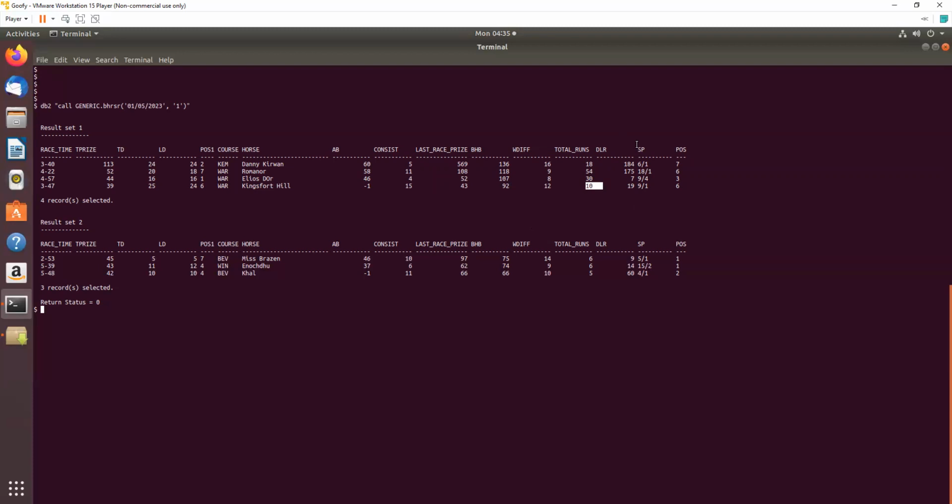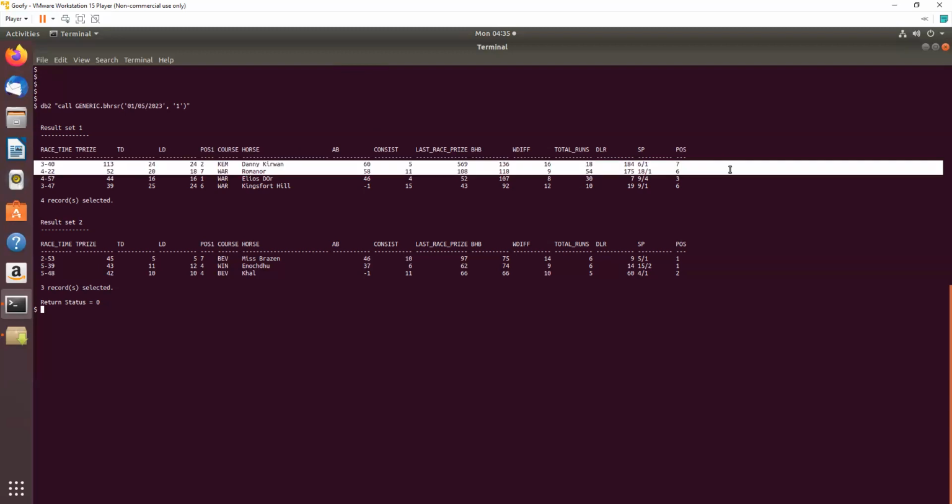Another interesting horse form variable is the day's last run. In other words, when the horse last raced. So 184 days Danny Kerwin ran, which is quite a long time. It's about 6 months. So you have to look at the horse's fitness and whether the trainer has got the horse fit. Again, this applies to Romano, which is 175 days.